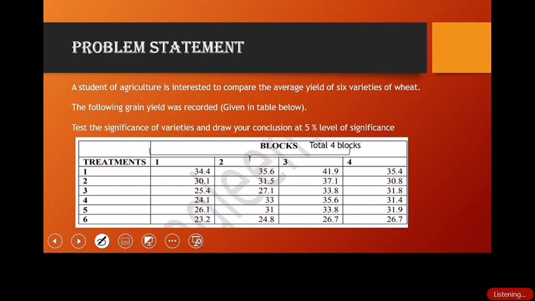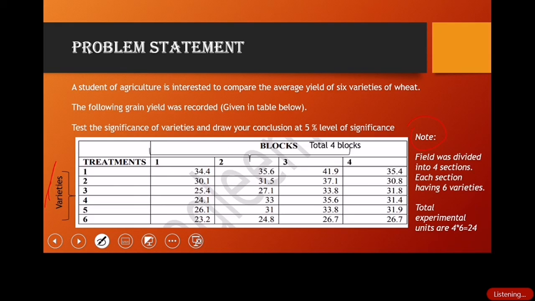Total 4 blocks, and columns indicate varieties. Note: the field was divided into 4 sections, each section having 6 varieties. The total experimental units are 24.